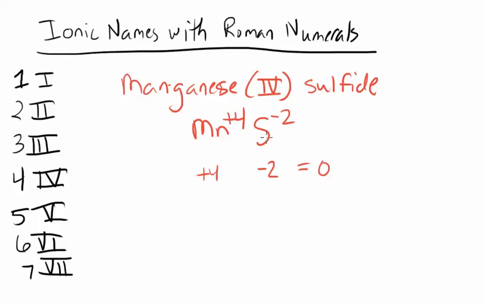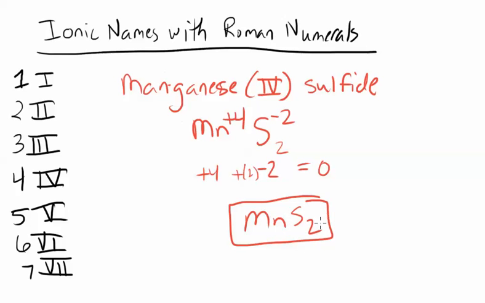So how many sulfides do we need to cancel out this +4? Well, we need a -4. So 2 times -2 would give us -4, so we need 2 of those. So our formula is going to be MnS2. And this would be manganese 4 sulfide.